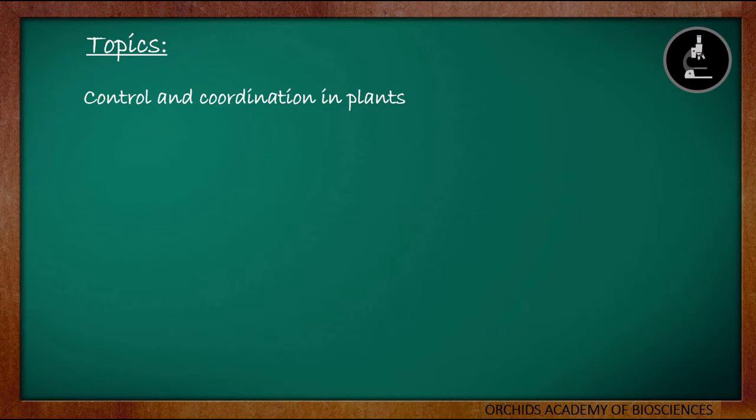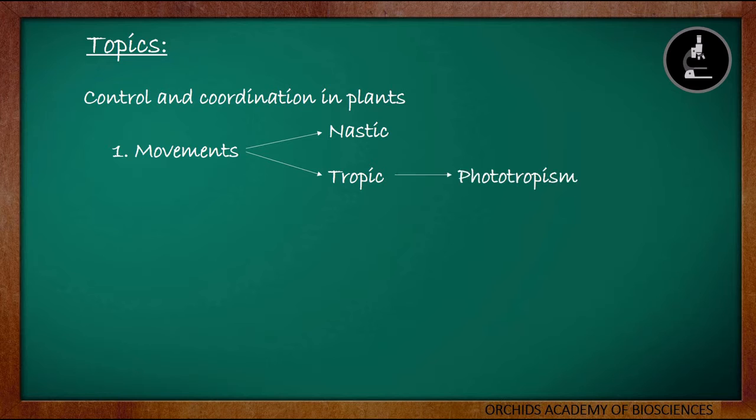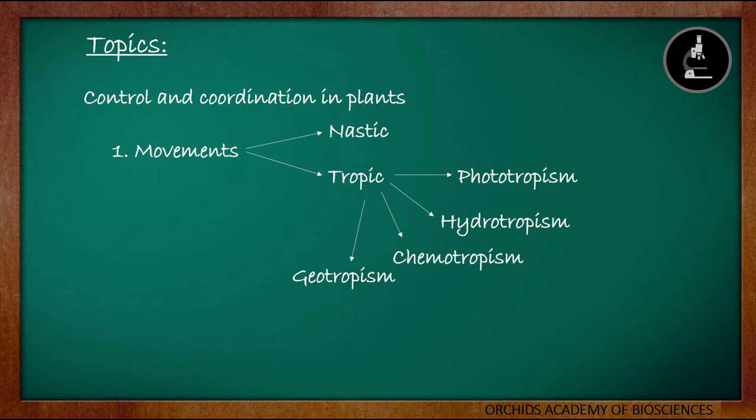In the previous videos, we have seen how the nervous tissue causes movement in our body in response to various stimuli. Similarly, we will be studying the movements in plants, which include the nastic and the tropic movements. Then, under tropic movements, we will be discussing the types of tropism, which include phototropism, hydrotropism, chemotropism, and geotropism.